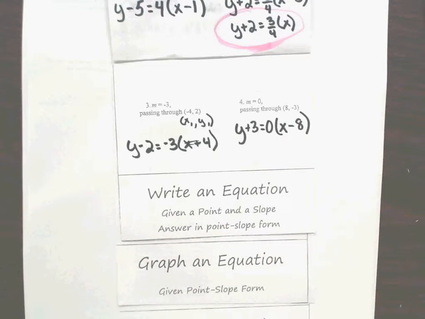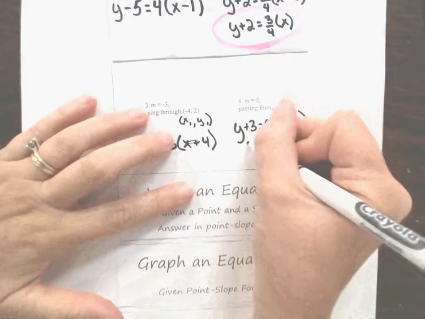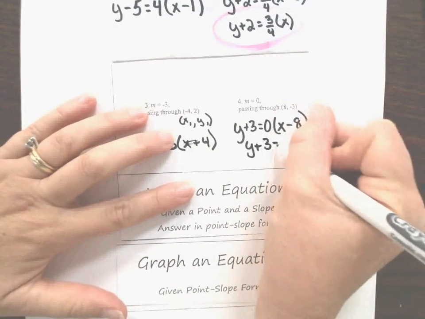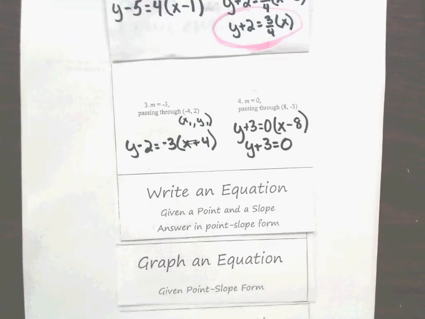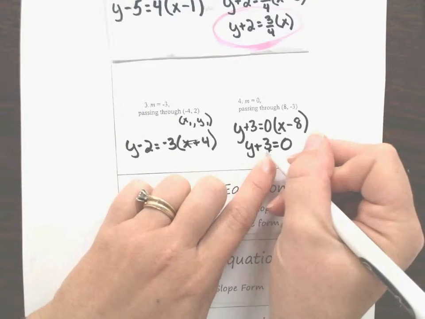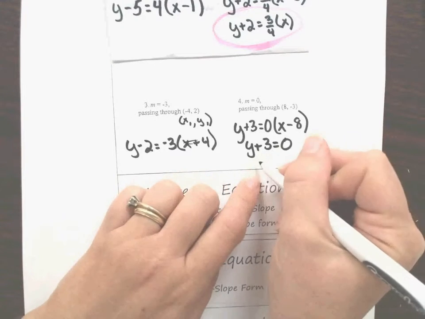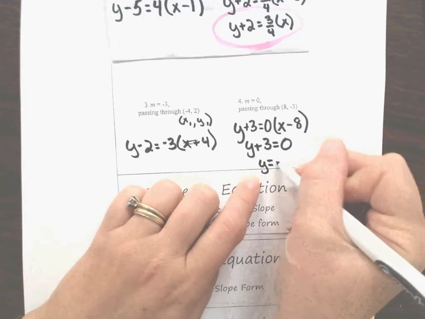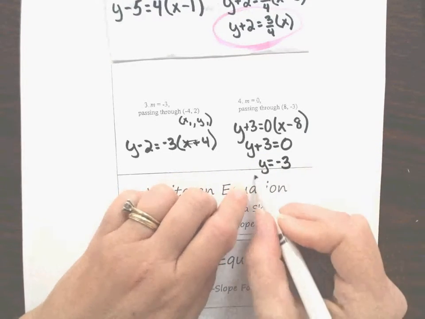Okay, so we need to talk about this problem right here. What's 0 times anything? If you distributed that 0, it would just be 0 on that side, right? It's y plus 3. So this is y plus 3 equals 0. Now, where could I move this positive 3? To the other side, which would be y equals negative 3.